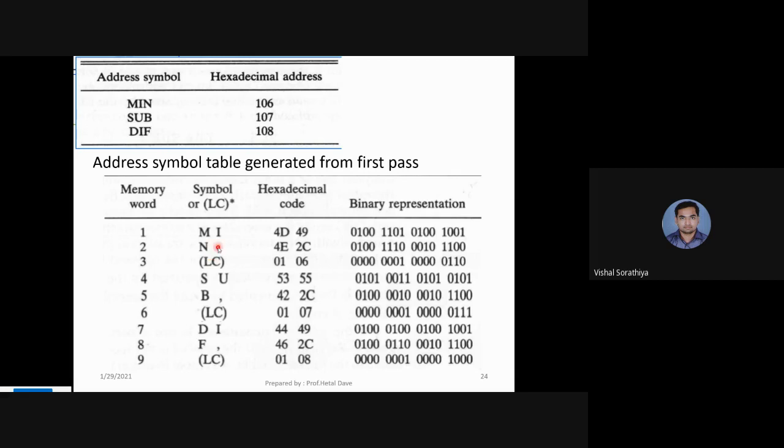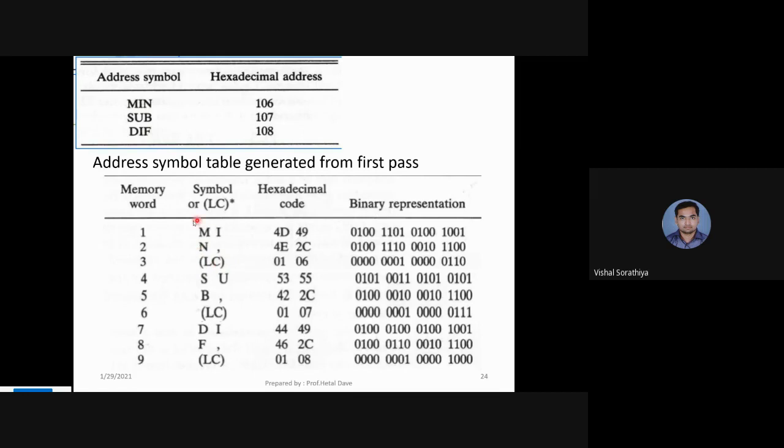So you can see there are address symbols MIN, SUB, DIF. Just for example, these address symbols have been generated in your assembly language program. Now you want to identify their binary representation. So it will separate out MIN, but in one line there are only two numbers, so it is MI, then N, dash. Then it is a location counter.